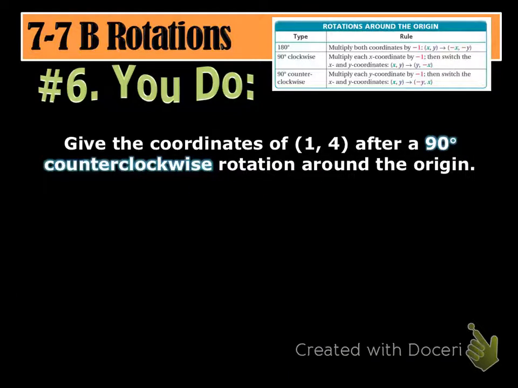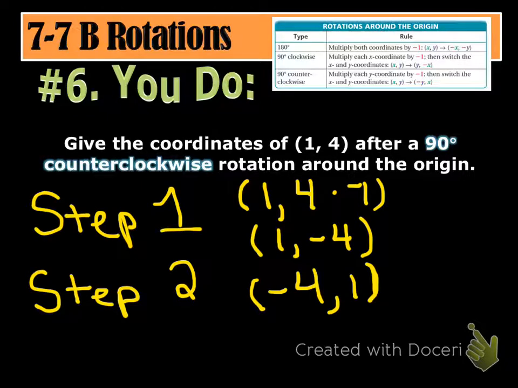Now looking at number 6, it wants you to give the coordinates of 1, 4 after a 90 degree counterclockwise rotation. So why don't you look at the rule, pause the video, and try this one on your own. Now if you did this one correct, step 1, you would have multiplied the y coordinate by a -1, gotten a 1, -4, and then step 2, you would flip them, and you would end up with -4, 1.